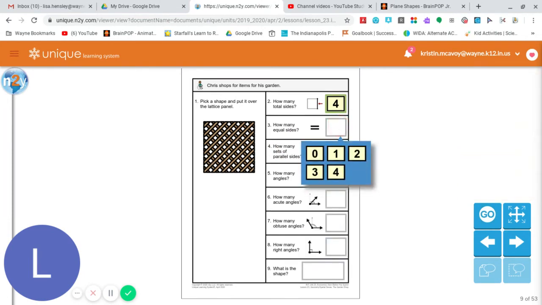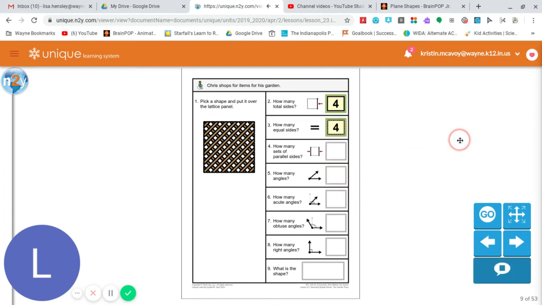So, how many equal sides are there? What do you think? What's your answer? I think you're right. I think it's 4.